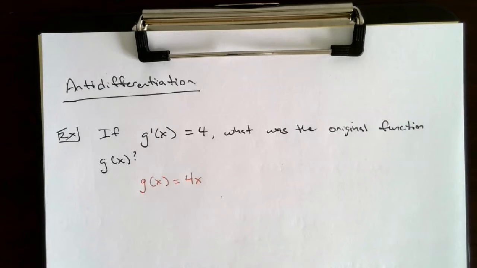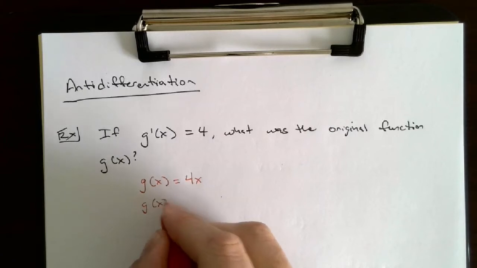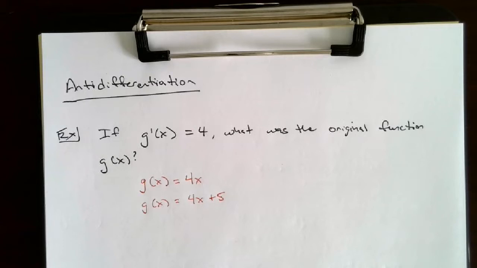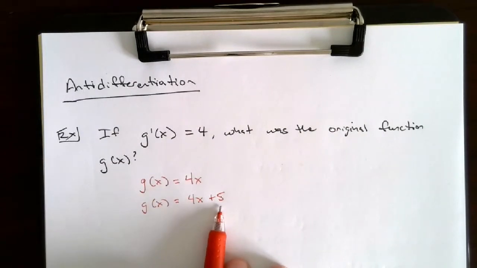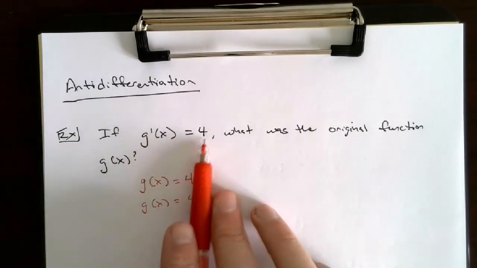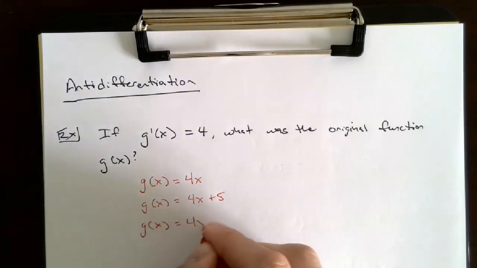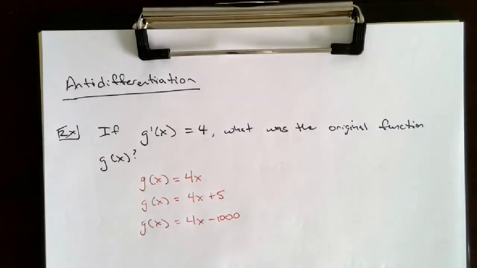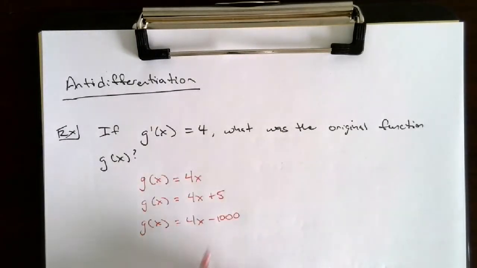But how do you know it's just 4x? In other words, how do you know it wasn't g of x equals 4x plus 5? Because even if you were to take the derivative of 4x plus 5, the derivative of 4x would still give you 4. The derivative of 5 would go to 0, though. So there's this constant here, and the derivative of a constant always goes to 0. So you really don't know what the constant would be here, right? It could have been g of x equals 4x minus 1,000, because the derivative of 4x is just 4, and the derivative of 1,000 goes to 0. So you take these constants into account.